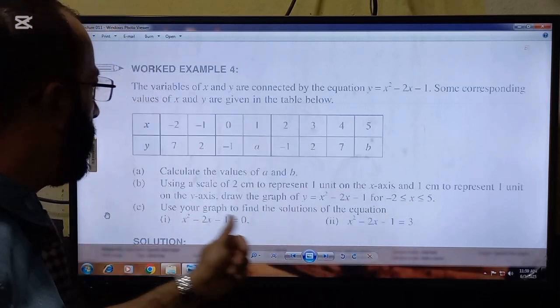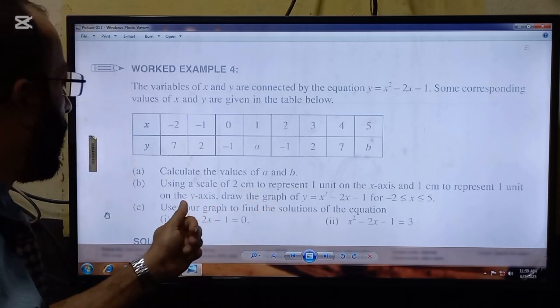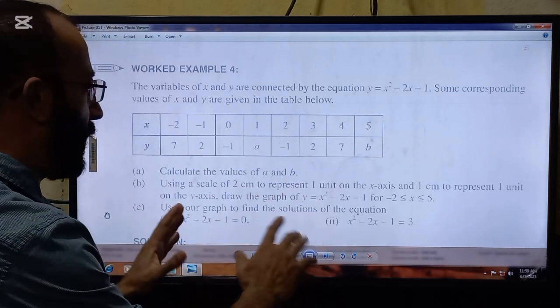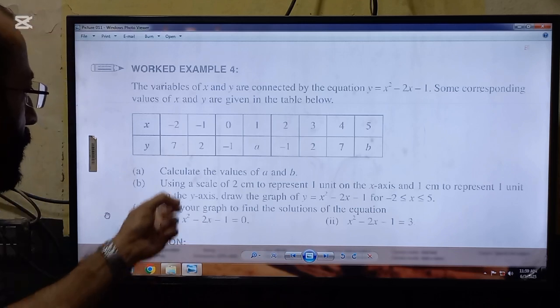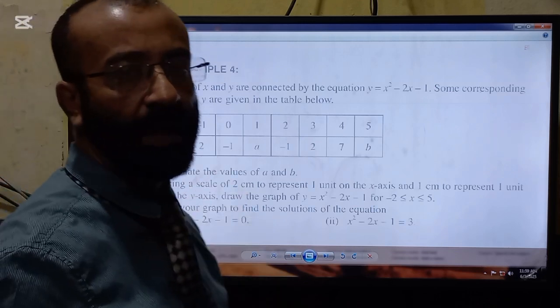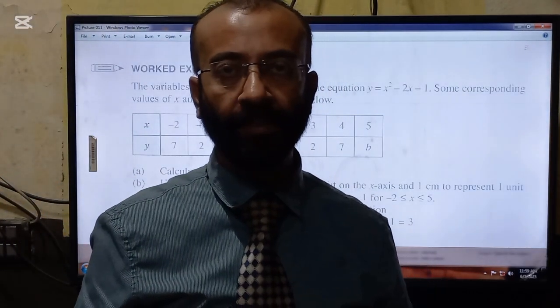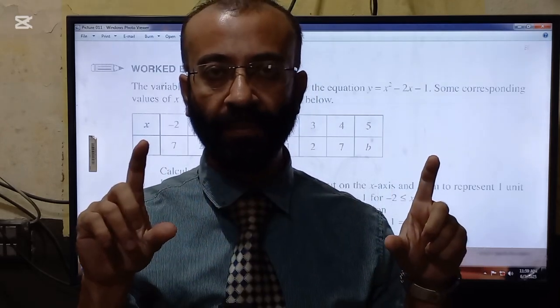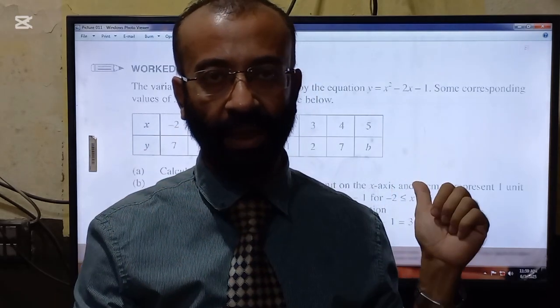Okay, table is already given. Next new thing is the scale. So it means table is given, scale is already given. So first we will draw the graph. The steps will be same again. The table is already given. So first we will complete the table. Set of the values are now there.